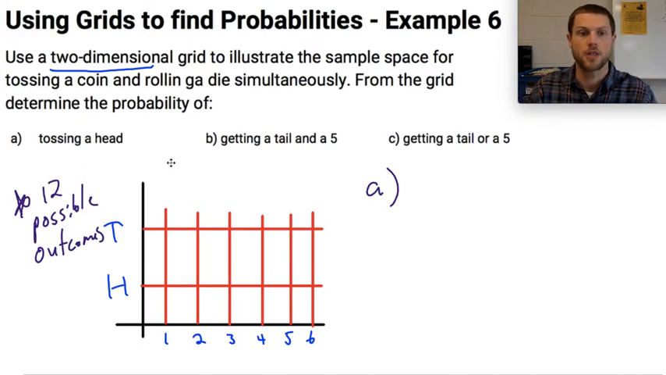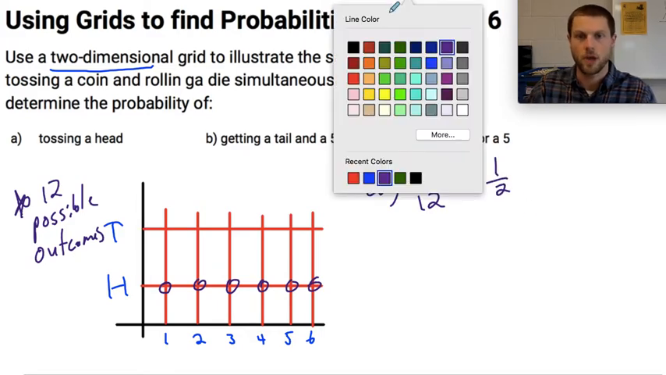So the probability for tossing a head, that's going to be illustrated by all of these nodes. Each of these has a tossing of a head as an outcome. That's 6 favorable results out of 12. So that's going to be a chance of 1 out of 2. All right, that one was pretty easy.